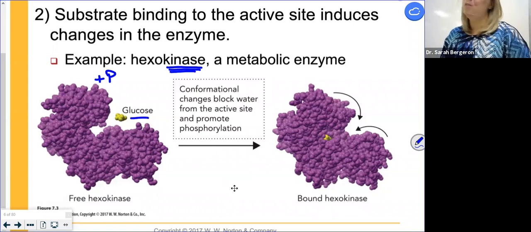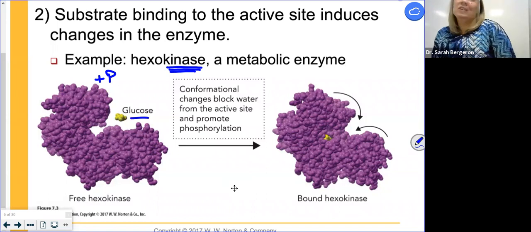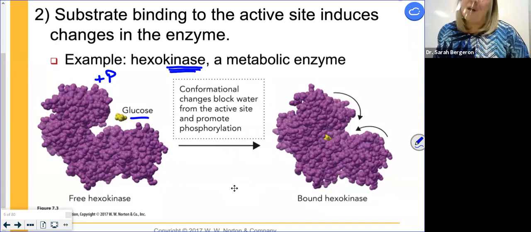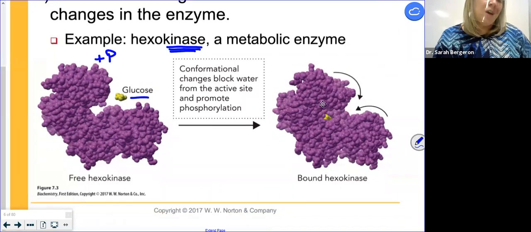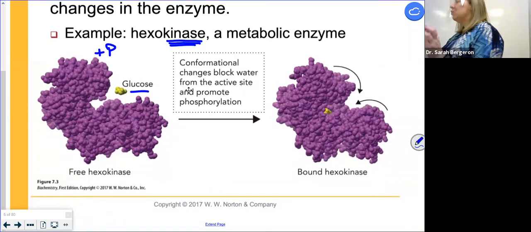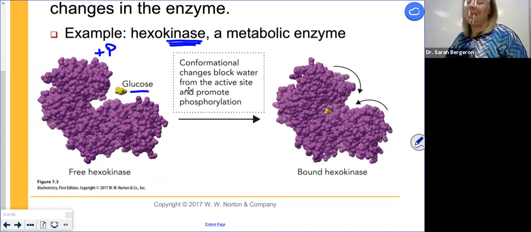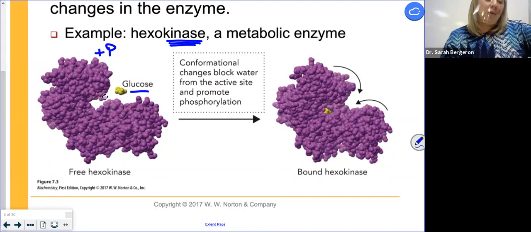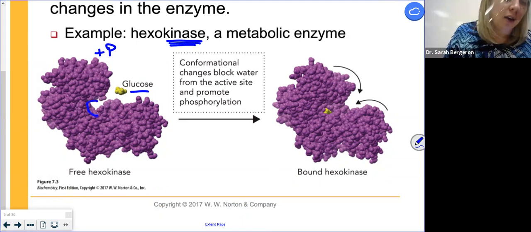Our substrate's glucose. Why do we call it a hexokinase? Because it's a hexose, right? It's just numbering the number of carbons, right? So this can phosphorylate molecules with a certain number of carbons, right? Okay, so this is an extreme example. Most enzymes do not undergo this huge of a conformational change, but it's very easy to see, so it's a good example.